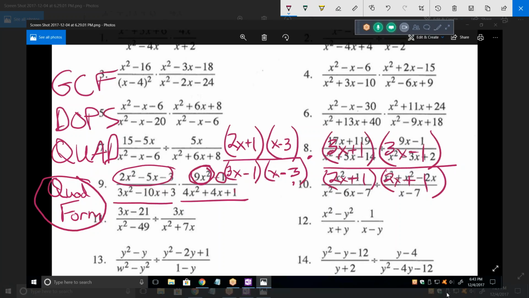Okay, now let's see. Can we cancel? Yeah, I'll do the obvious cancels. I know you got this down at this point. This 3x minus 1 can only cancel with this 3x minus 1, not the 3x plus 1. So what's my final answer? 3x plus 1 over 2x plus 1. And that cannot be simplified. Okay.